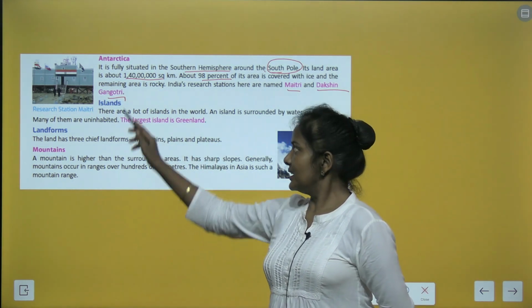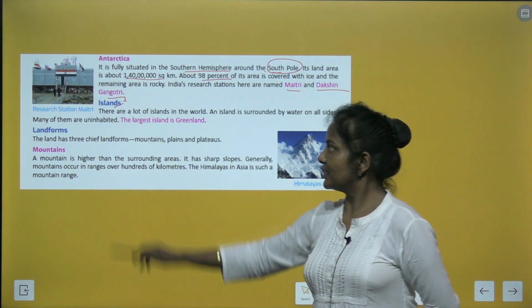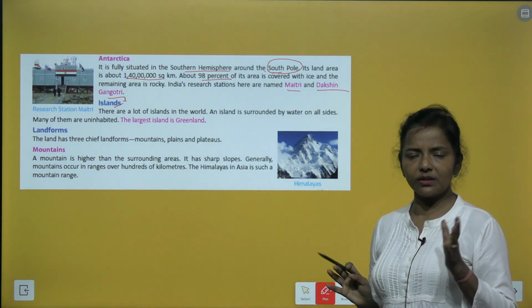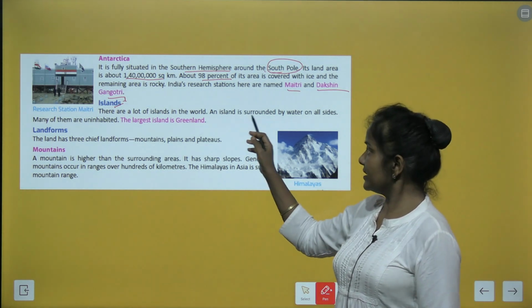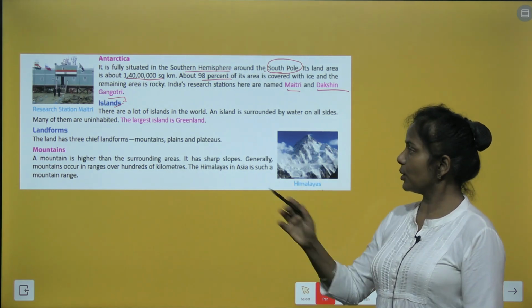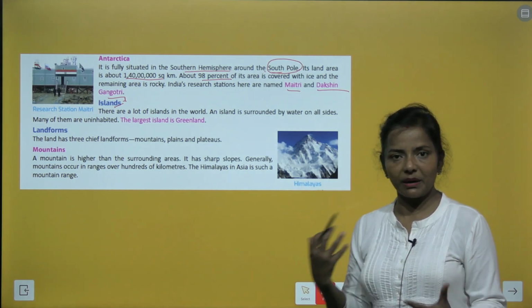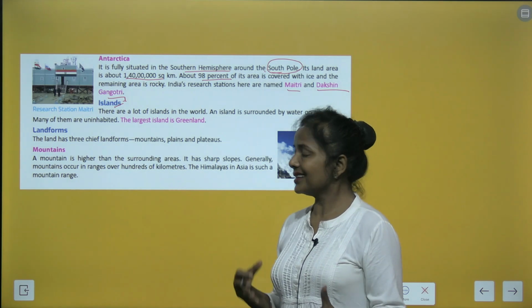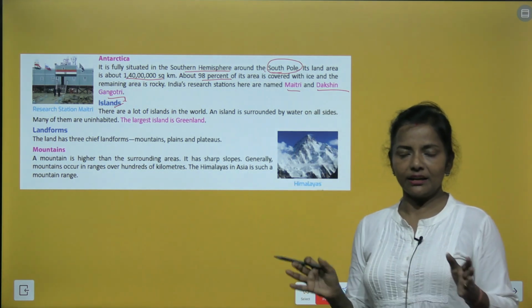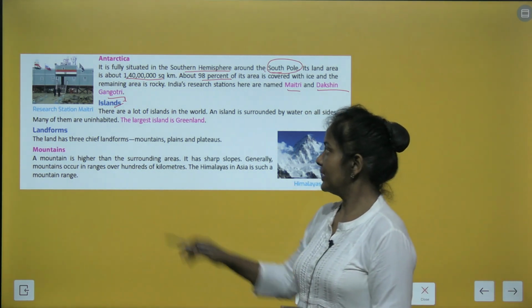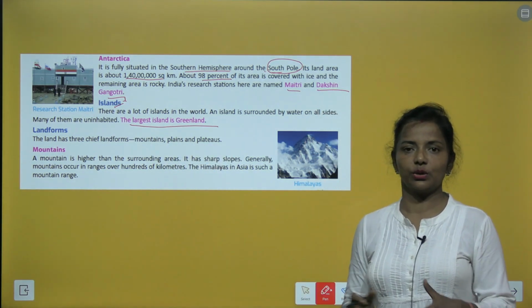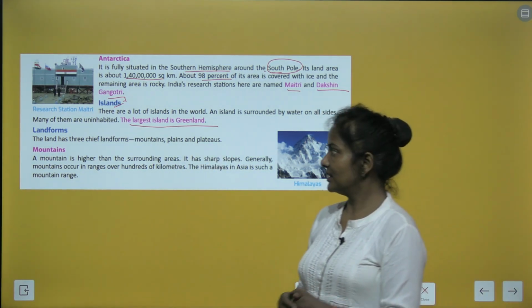ओके. Now comes the islands. There are a lot of islands in the world. पूरे वर्ल्ड में बहुत सारे islands हैं. An island is surrounded by water on all sides. चारों तरफ से पानी से घिरा हुआ होता है island. Many of them are uninhabited. हाँ, लाइफ नहीं है, लोग नहीं रहते. The largest island is Greenland. सबसे बड़ा island जो है वो है Greenland.